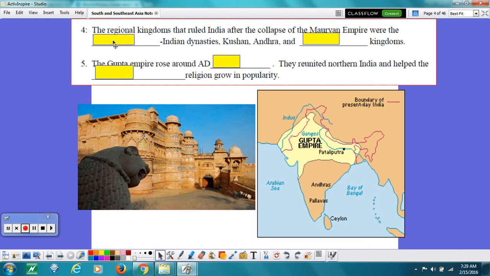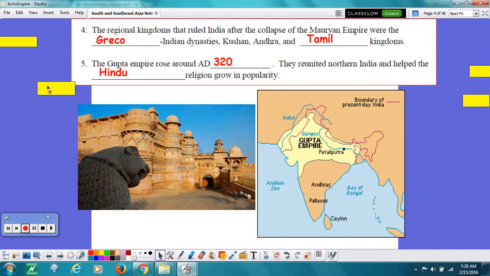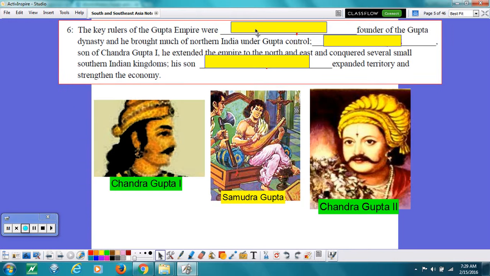The regional kingdoms that ruled India after the collapse of the Mauryan Empire were the Greco-Indian dynasties, the Kushan, the Andhra, and the Tamil kingdoms. After that, we have the rise of the Gupta Empire around the year AD 320, and they reunited northern India and helped Hinduism grow in popularity. The key rulers of the Gupta Empire were Chandragupta I, the founder of the Gupta dynasty, and he brought much of northern India under Gupta control.